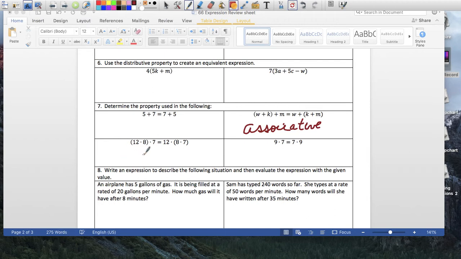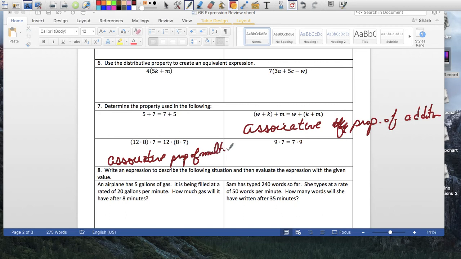Over here is 12 times 8 times 7, and here's 12 times 8 times 7 with different grouping. So this is the associative property of multiplication, right? Because I'm multiplying 12 and 8 first here, and 8 and 7 on the other side. So again, the order in which you multiply these three numbers does not affect the product.